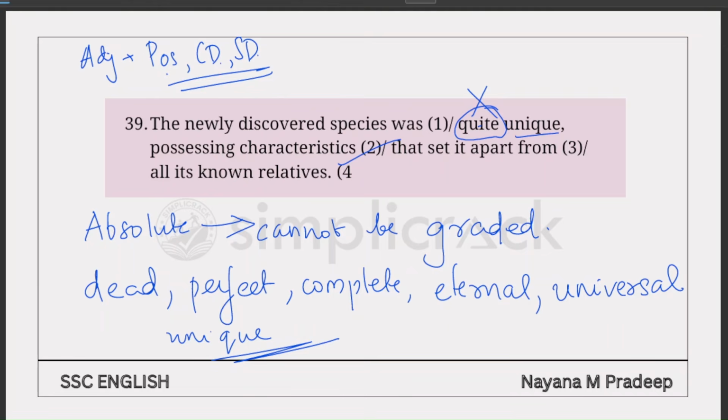Whenever you come across these words, you cannot say more dead or more perfect or most complete or more eternal. These are the absolute states. You cannot use another word to describe it more. So that is the error in this sentence.